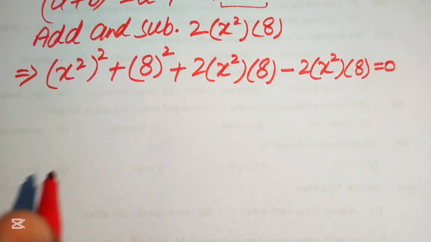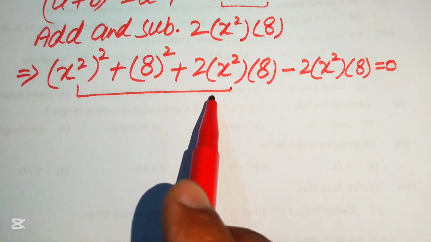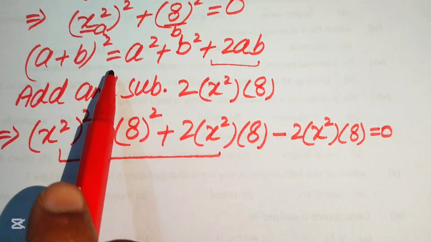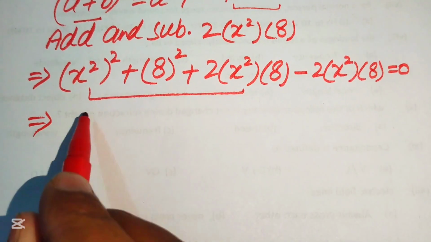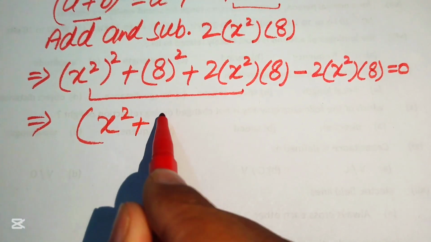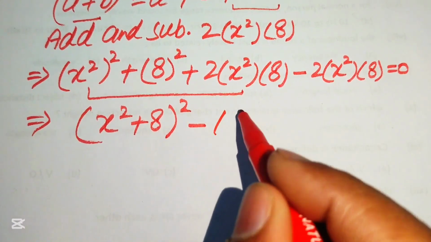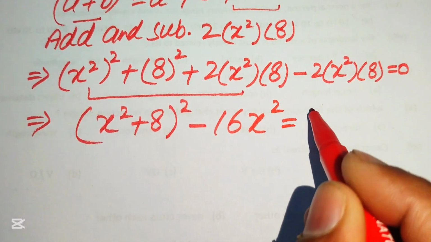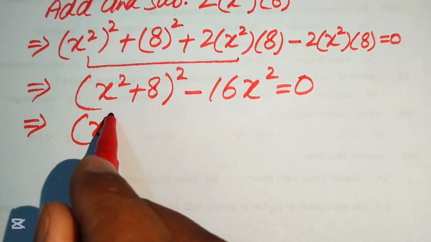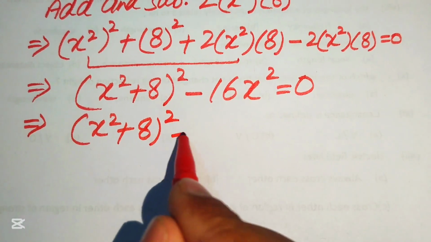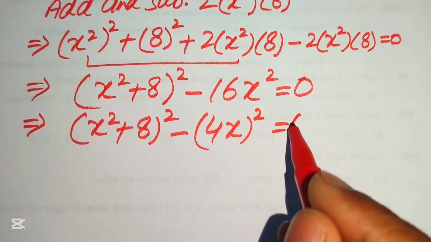And now in the next step we need more simplifications. Now you have a square plus b square plus 2ab. So when you combine all of these terms and apply this algebraic formula, we write it in the combined form: x square plus 8 and its whole square. Here 2 times 8 becomes 16, so minus 16 times x square, and this is equal to 0. Here we need more simplifications, and we rewrite this equation as x square plus 8 whole square minus 16 x square, and we write this 16 x square as 4x and its whole square, equals 0.